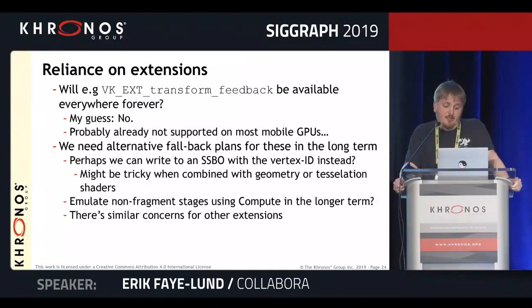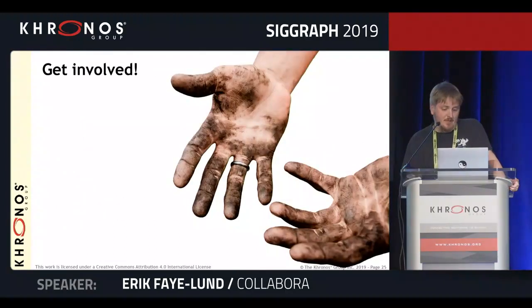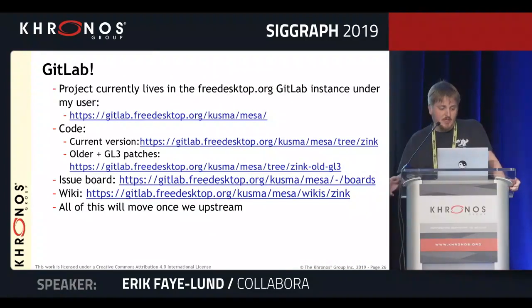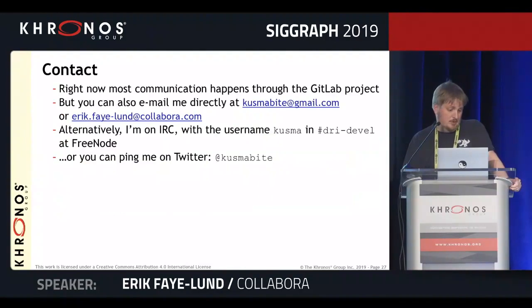But there's similar issues with other extensions as well. So if you want to get involved in this, the code is in the freedesktop.org GitLab instance. There's some various branches there. There's an issue board and a wiki, but all of this will move to the main Mesa project once we're upstreaming, which I hope is soon.